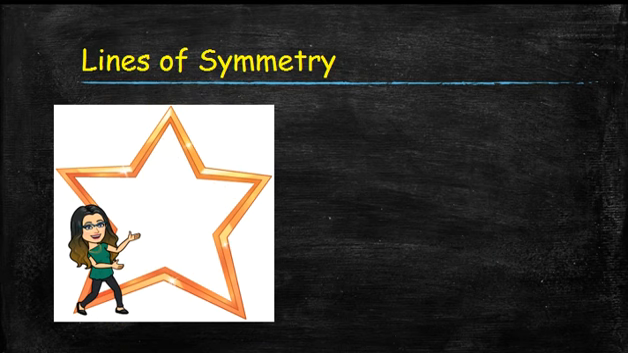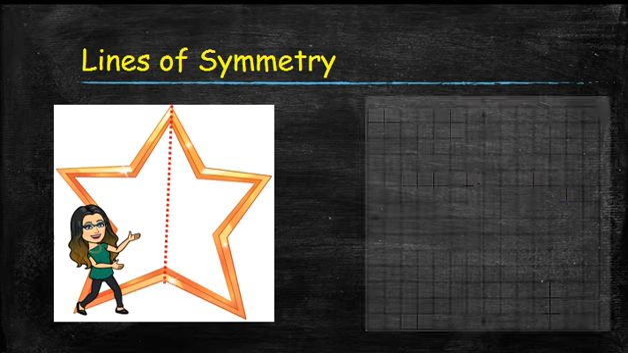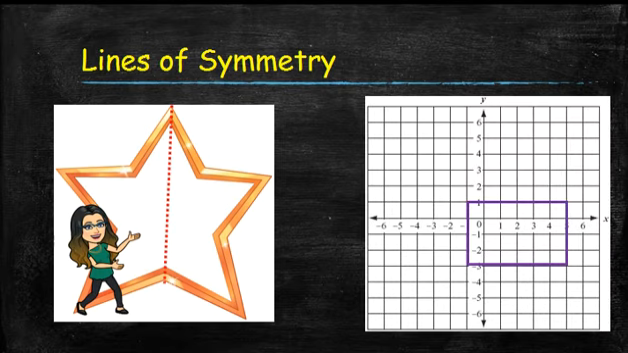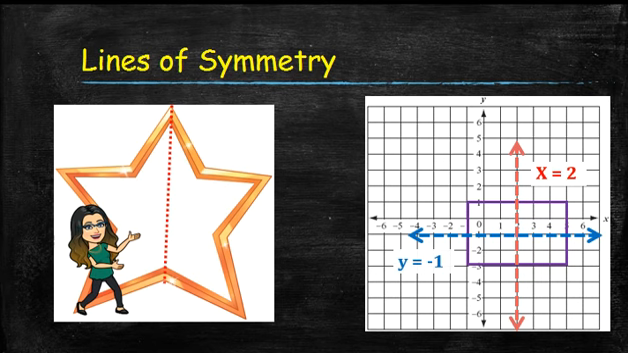For lines of symmetry, a line of symmetry cuts a shape in two symmetrical parts. Each part is a mirror image of the other. The rectangle that we see here in the graph has two lines of symmetry. First, we can cut it vertically, and if we look here, it goes through the shape. A vertical line is x equals a number, and it goes through at x equals 2. The second, a horizontal line, cuts through the shape at y equals -1. So there are our two lines of symmetry for this shape.